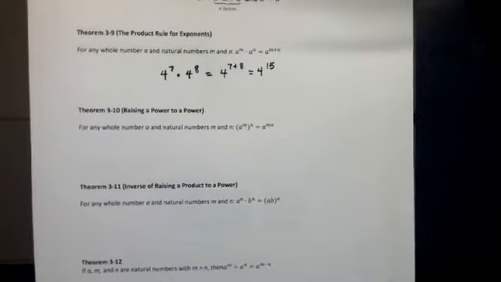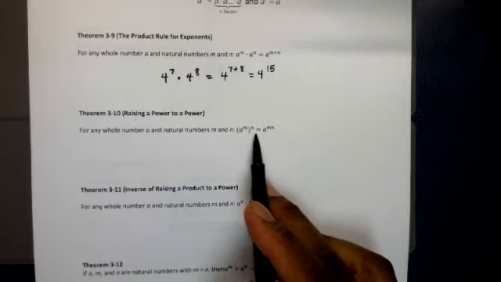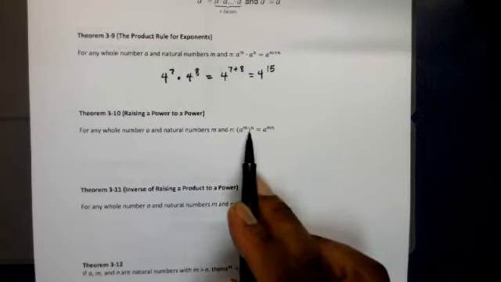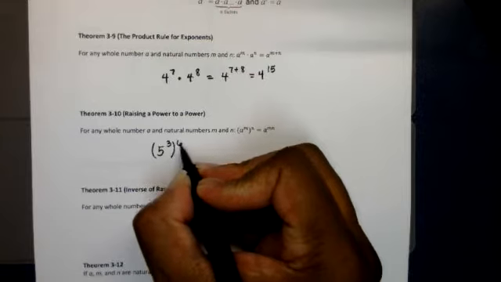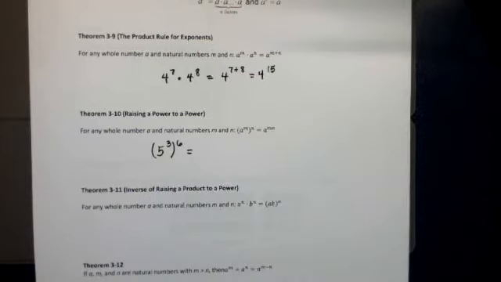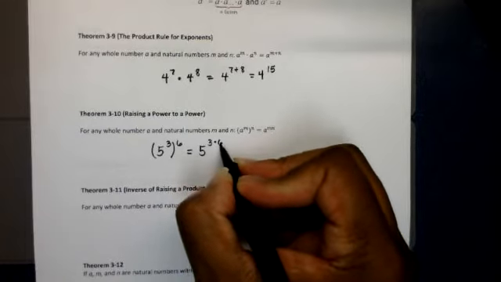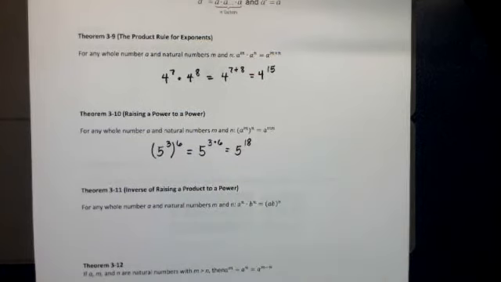And then next is raising a power to a power. Let's say a to the m raised to the n would be a to the m times n. So anytime you're raising a power to a power, you bring over the base and multiply your exponents. So for something like 5 to the 3, or 5 cubed, raised to the 6, we bring over the base of 5 and multiply 3 times 6, which is 18. So it'd be 5 to the 18th power.